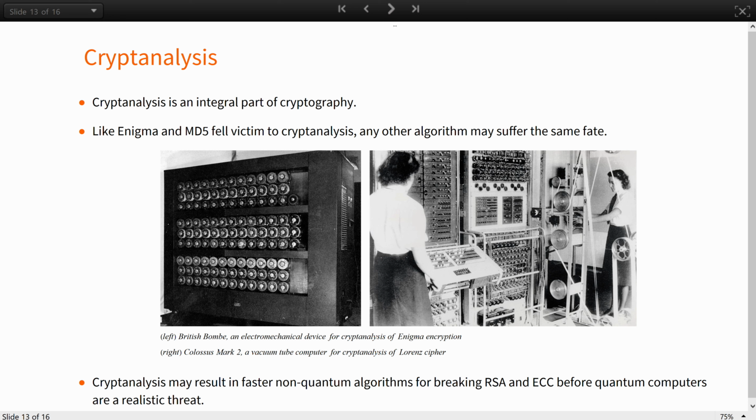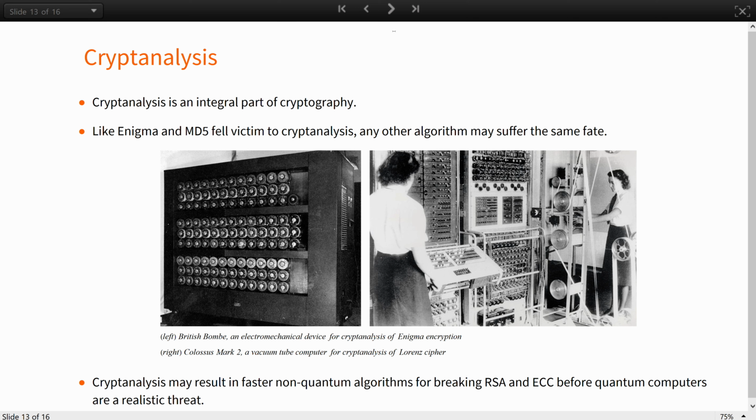Cryptanalysis has long instantiated itself as an integral part of cryptography. It is a continuous research into properties and weaknesses of cryptographic algorithms by some of the world's smartest pure mathematicians and computer scientists, like Alan Turing during World War II. Enigma in the 40s and MD5 more recently both fell victim to cryptanalysis, and any other algorithm that is a gold standard today may suffer the same fate.